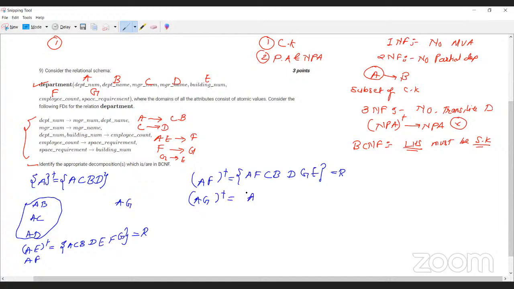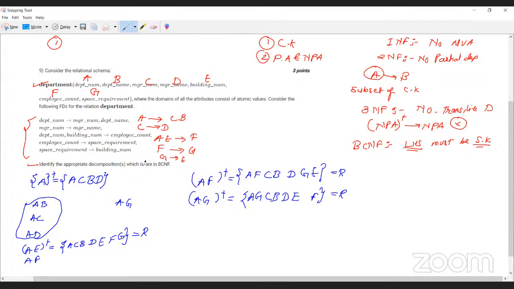AG, C, B. From C, I will get D. From G, I will get E. From AE, I will get F. AG is also a candidate key, right? So AE, AF, AG are candidate keys.